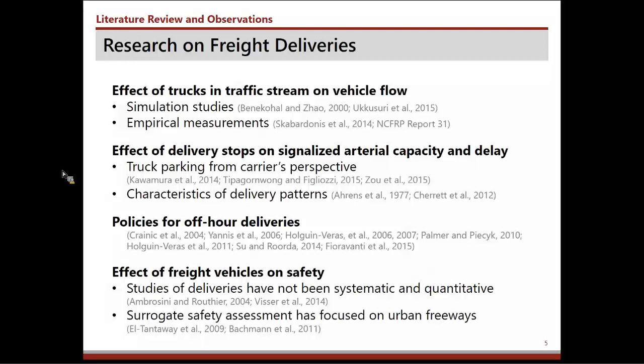And there's been a lot of research over the last decade to look at the potentials for off-hour delivery policies. The idea that maybe we don't want these trucks on the streets during rush hour or during the most crowded times of day. Could we move deliveries to lower capacity times of the day when there's less traffic on the streets? There would be less impact.